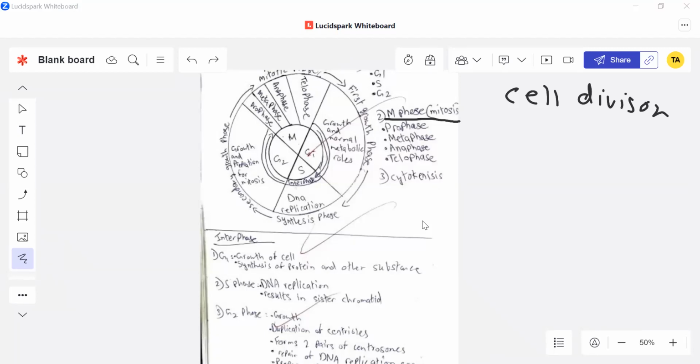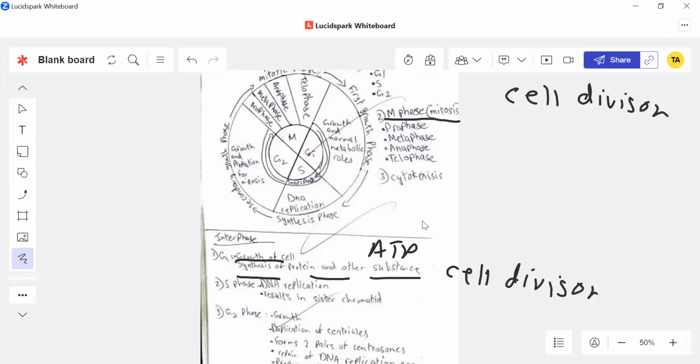G1 is where you grow cells and synthesize proteins and other substances for cell division. Obviously you need energy for cell division, and in this part you will synthesize proteins and the stuff that you need for cell division, basically ATP. So the G1 phase is where you start to grow the cell and synthesize proteins and other substances. This is the first part of cell division.